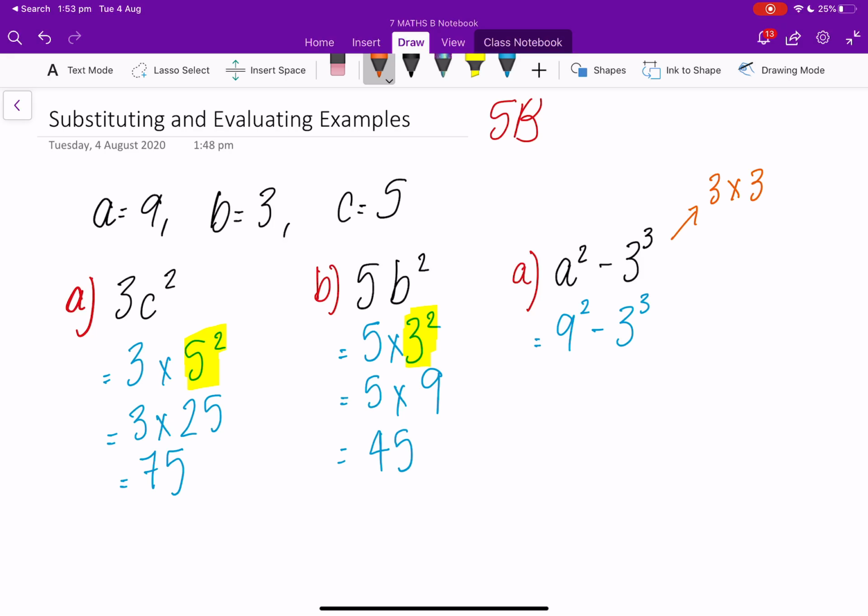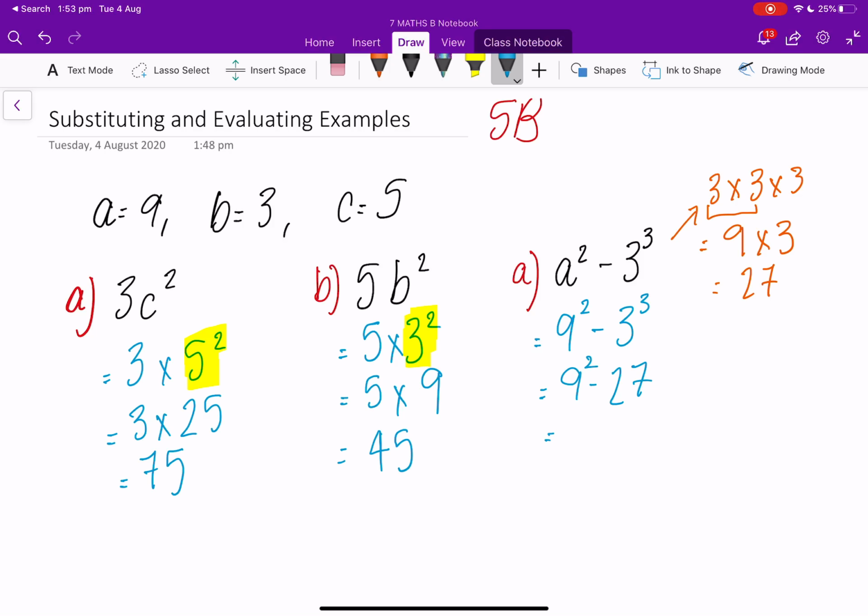3 times 3 times 3. Now 3 times 3 is 9, and then you're going to times 3 again. And what you get is 27. So 3 cubed is 27. So in my next line of writing, I'm just going to write that out so that you can see. It becomes 9 squared, take away 27.